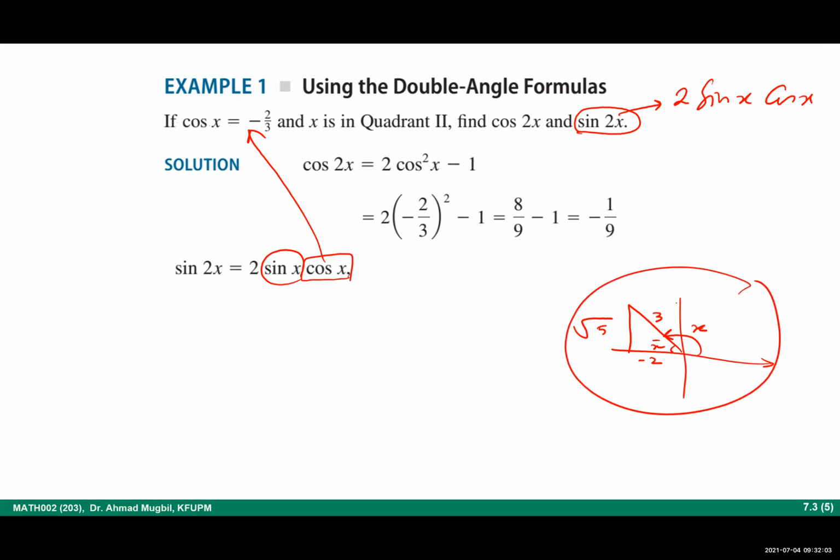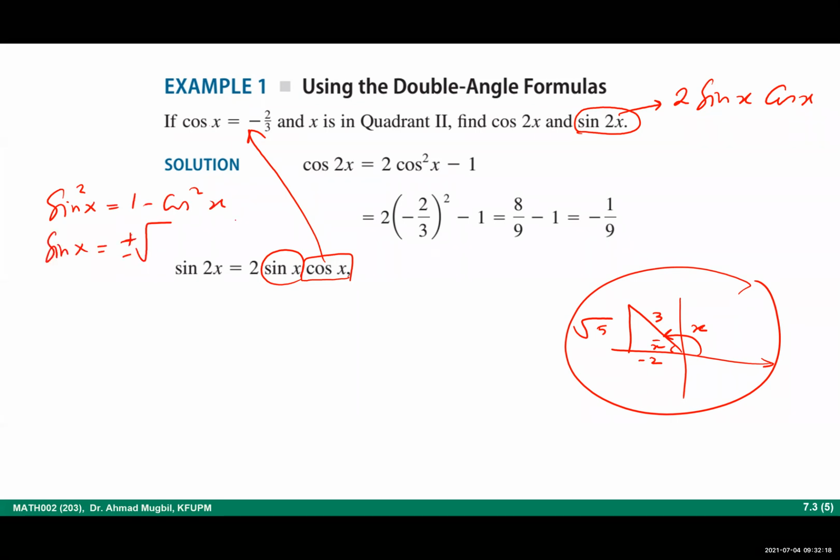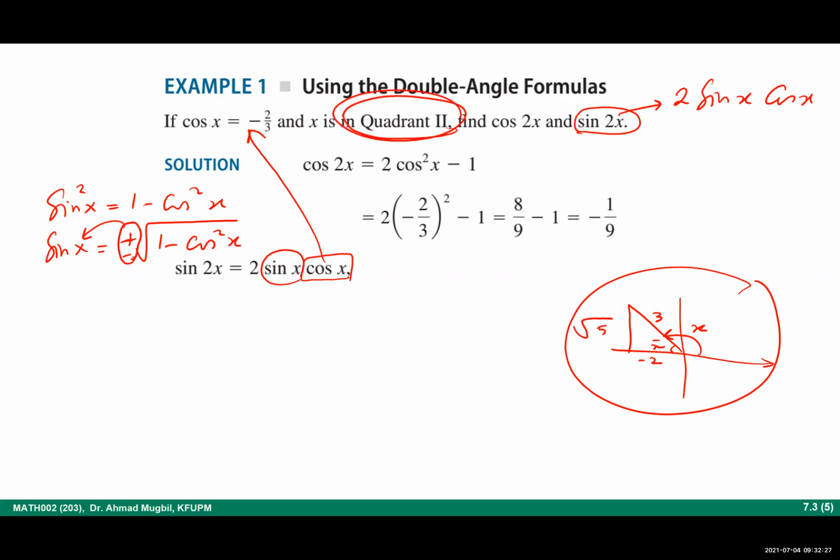I don't prefer this one here, shabab. What I prefer here is to use the Pythagorean identity. You have cosine, and you know that sine squared x is 1 minus cosine squared x. So sine x will be positive or negative the square root of 1 minus cosine squared x. Now, positive or negative? Where is x? x is in the second quadrant. So what will we use, positive or negative? Positive.